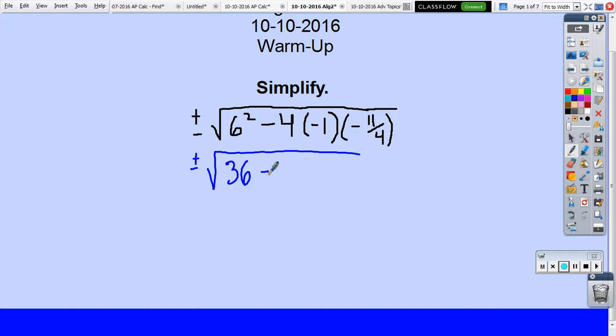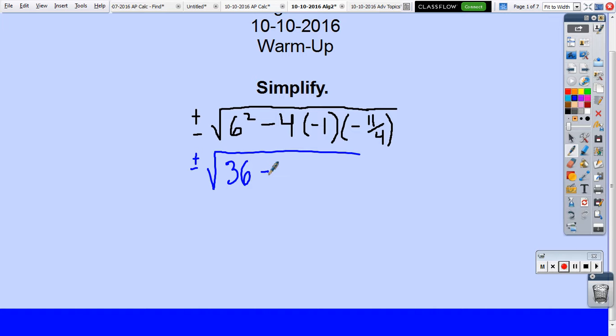So if you minus this whole product, well, this product here, is it going to be positive or negative? We just look at 4 times negative 1 times negative 11 fourths. Is that going to be positive or negative? It's going to be positive because you have a negative times a negative. Okay, so there's 2 ways to do this. You can go minus and then look at this, or you can change this to addition and go plus negative and figure out that whole product.